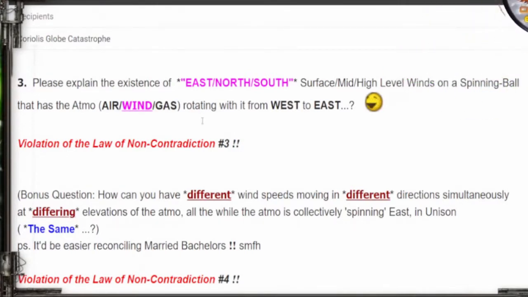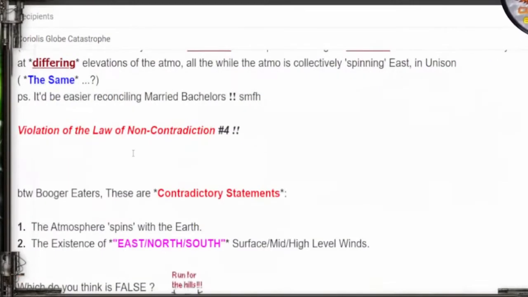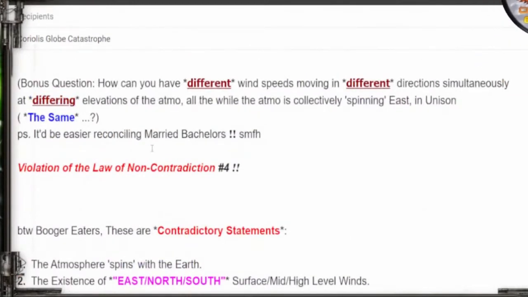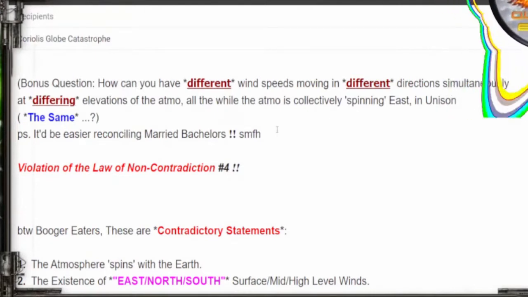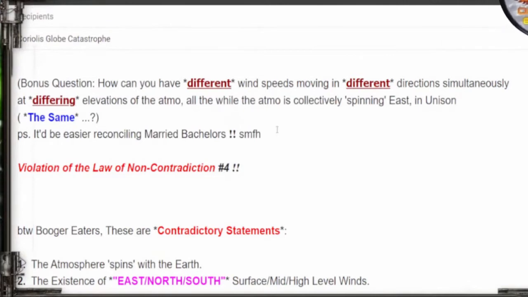That's number 3. That's one of the well duh contradictions, right? That second graders can pummel you with. I love those. They hold a special place in my heart. Bonus question. How can you have different wind speeds moving in different directions simultaneously at differing elevations of the atmo, all the while the atmo is collectively spinning east in unison the same? That's more or less what I just said above. It'd be easier reconciling married bachelors. That's violation of the law of non-contradiction number 4.